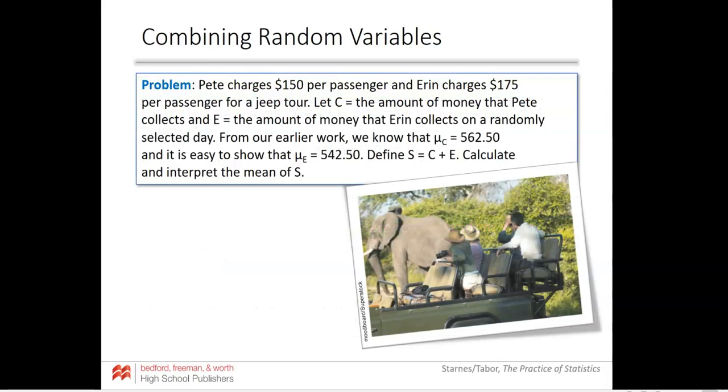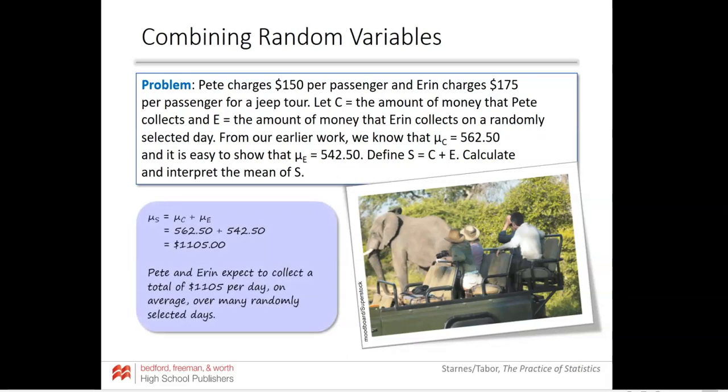So Pete charges $150 per passenger. Aaron charges $175. Let C be the amount of money that Pete collects, and E the amount that Aaron collects. From our earlier work, we know the means of those. Define S equals C plus E. So we're adding up the amount of money that he collects and the amount of money that she collects. So can we just add those numbers up? We absolutely can just add those numbers up. So we don't have to do any special calculation. It's just 562.50 plus 542.50, add it up and you get it.